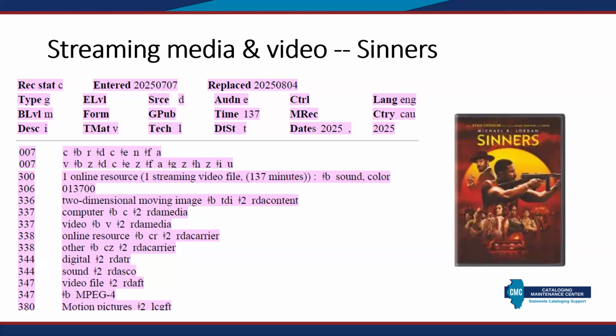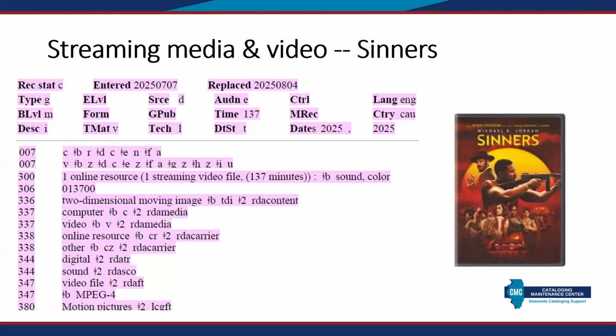So over here, again, we have our streaming media and video with Sinners. And the first 007 for the electronic resource portion. Subfield A, C for electronic resource. Subfield B is R for remote. Subfield D is C for multicolored. Subfield E is N for not applicable, as there are no dimensions mentioned. And subfield F, A indicates sound is a part of the resource.